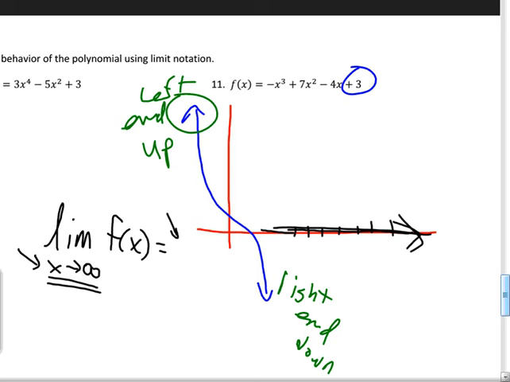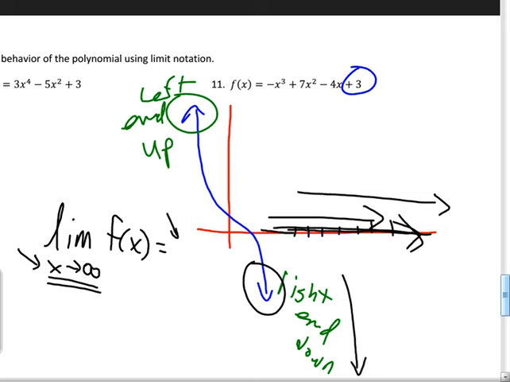And as I move way to the right, this guy gets lower and lower and lower. If I move infinity to the right, do you get that it's going to end up way, way, way down there? So its answer is negative infinity. That was the right end limit because I was going way over here as x approached infinity.